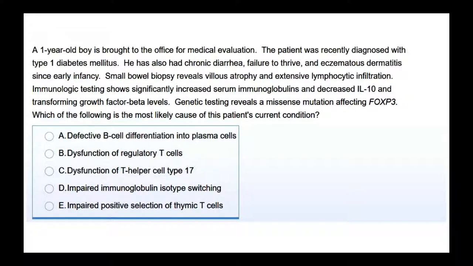So you need to know what is FOXP3. This is a specific marker of some T cells, okay? And if you know these specific T cell subtypes, now you understand the function of them, and also you understand what may happen if there's a dysregulation of those FOXP3 positive T cells. Any ideas? B? Okay, good one.